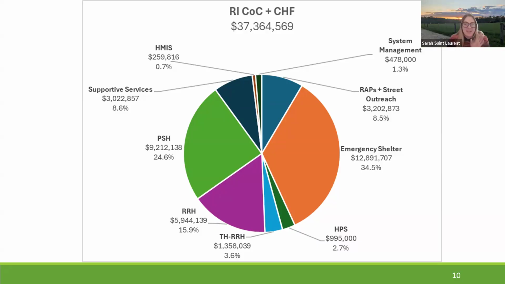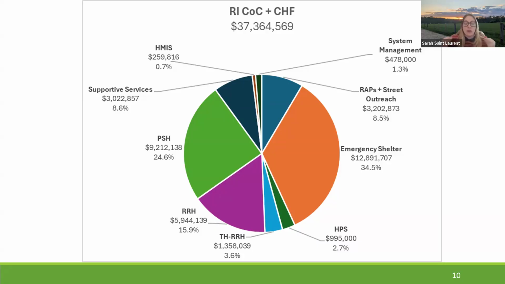Perfect. So hi everyone, I'm Sarah St. Laurent. I'm the coordinator for the CoC. I sit at Rhode Island Housing, which is the collaborative applicant for the CoC here in Rhode Island. So coordinated entry does still exist. The call center that the Coalition to End Homelessness ran, that is what closed down. But those services that they've offered are now available through the regional access points.